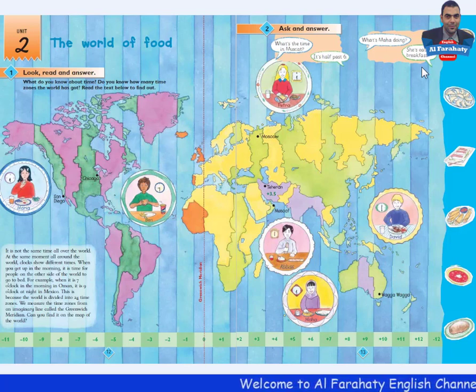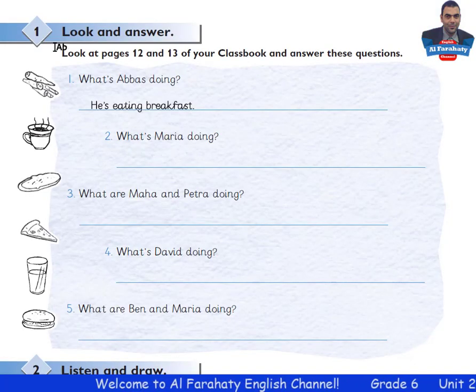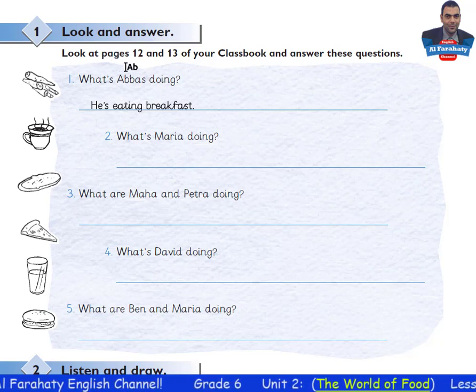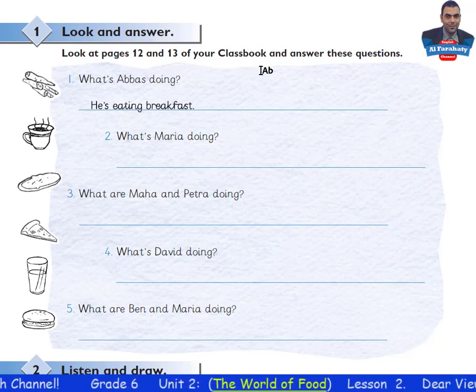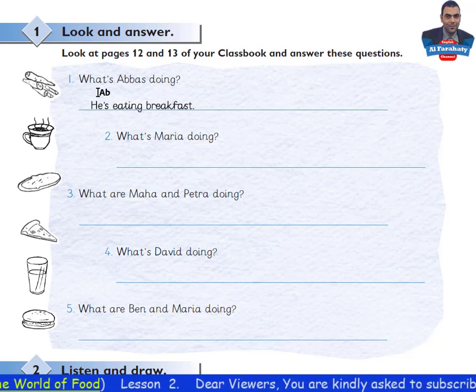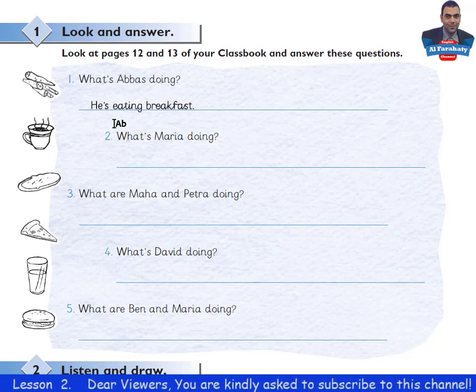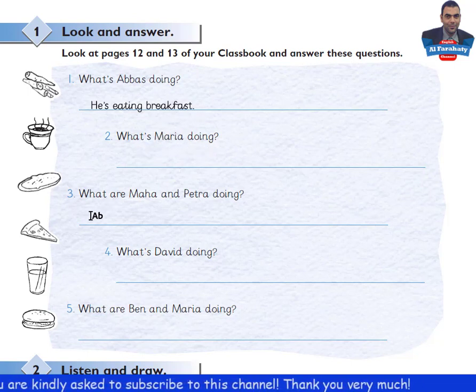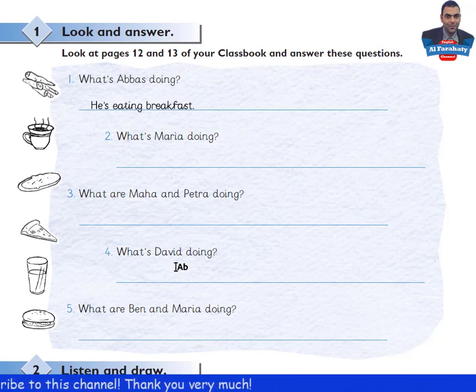Now let's go to page 16 of your skills book, activity 1. Look and answer. Look at pages 12 and 13 of your class book and answer these questions. What's Abbas doing? He's eating breakfast. What's Maria doing? What are Maha and Petra doing? What's David doing? What are Ben and Maria doing?